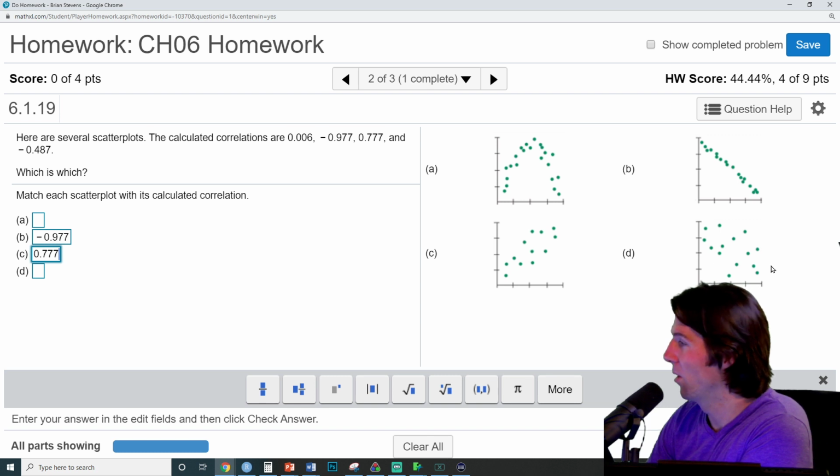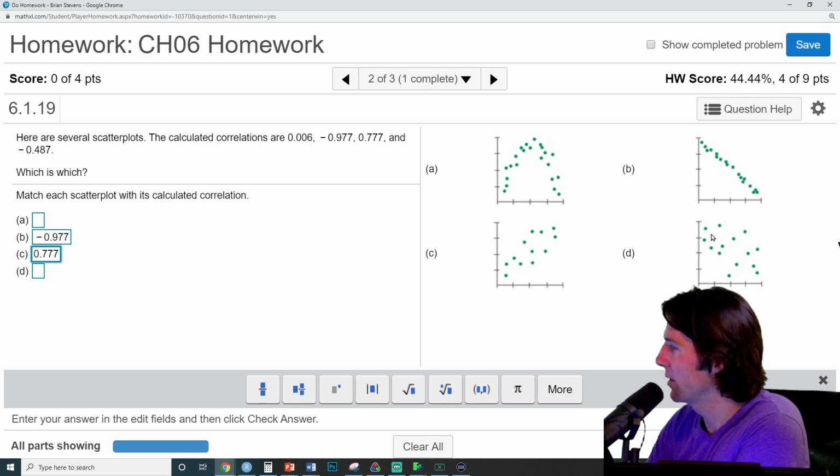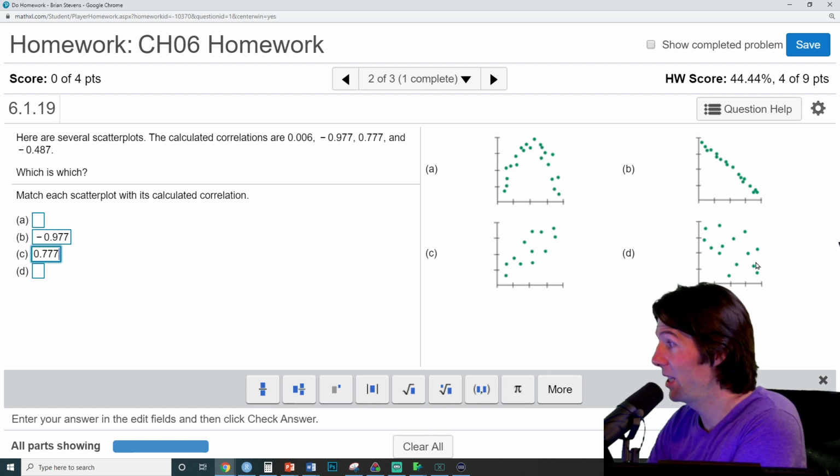Here's where people get confused, though. I want you to put a line through this. What direction does this go? When you put a line through this, what direction does it go? It definitely is a negative line. That actually eliminates this answer right here. This answer's been eliminated because this one definitely has negative correlation.